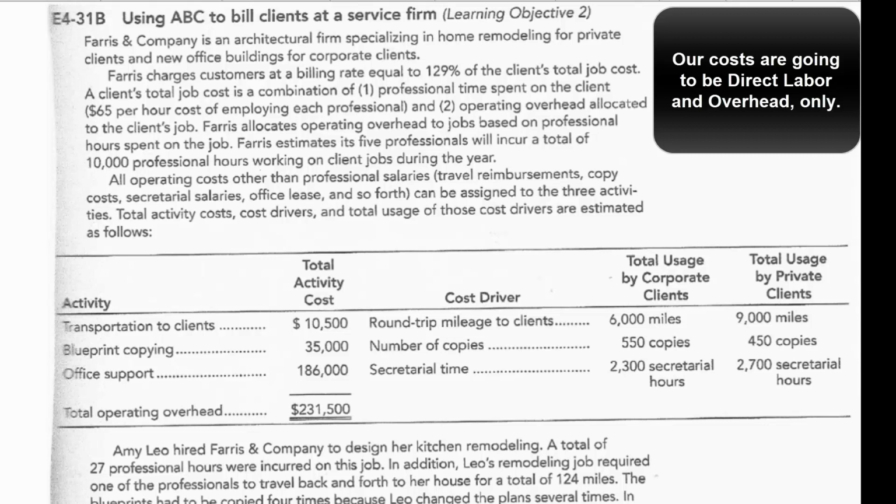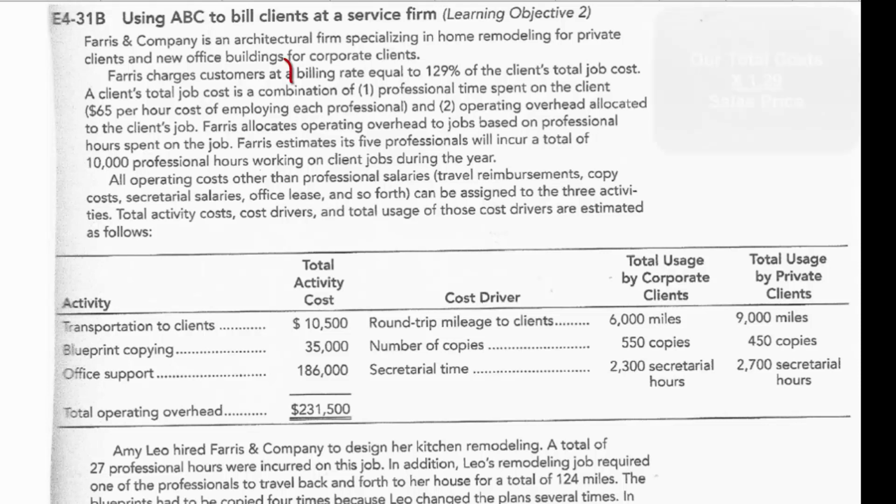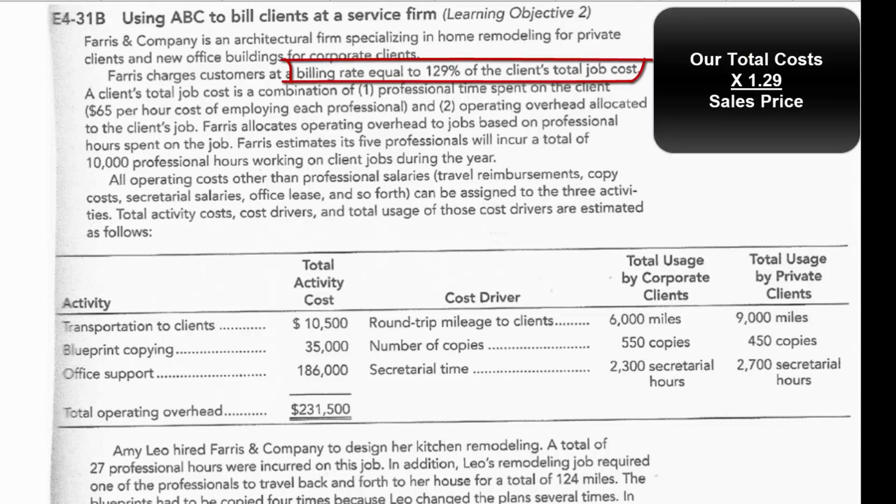And once we calculate how many dollars of wages and how many dollars of overhead get applied to a job, the price to the client is 129% of that cost. So let's do things the easy way first. One account called manufacturing overhead, one manufacturing overhead application rate.